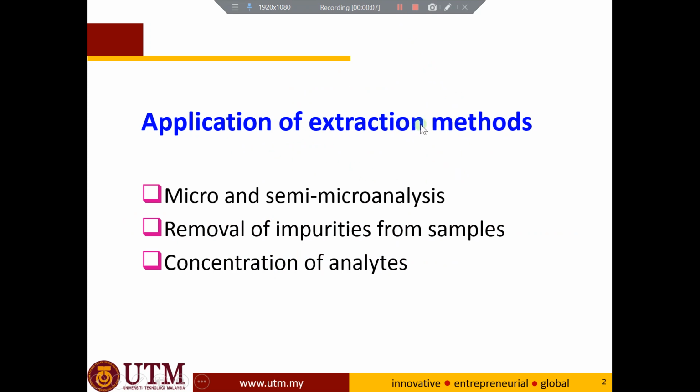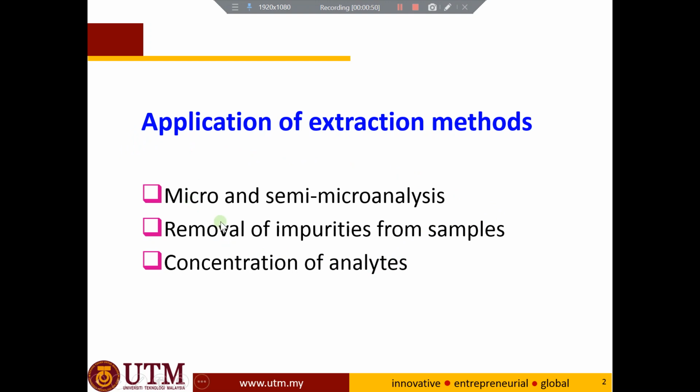Application of extraction method. Okay, actually I think it's the purpose of the extraction method. Actually, the purpose of extraction method is for the micro and semi-micro analysis. The purpose of the extraction method is for the removal of the impurity from the sample, and the application of the extraction methods maybe is to increase the concentration of the analytes. So you can write it as the application, you can write it as the objective, but for me, if I'm reading this right, the content over here is more likely to be the objective of the extraction method.